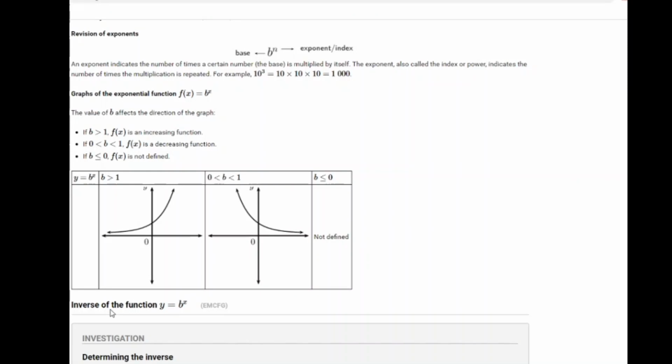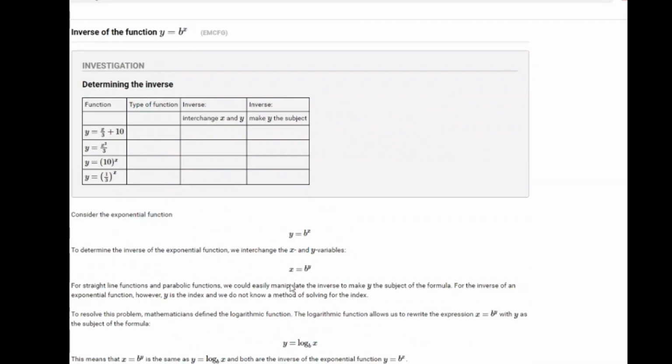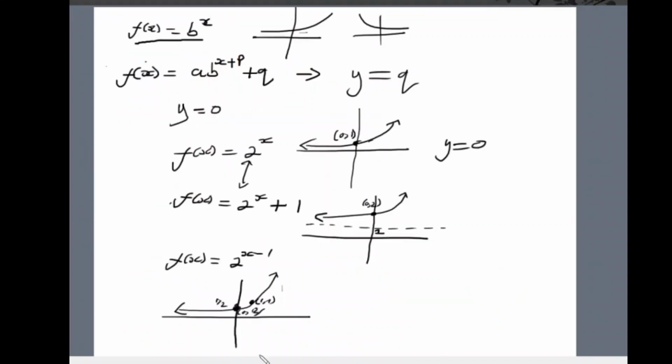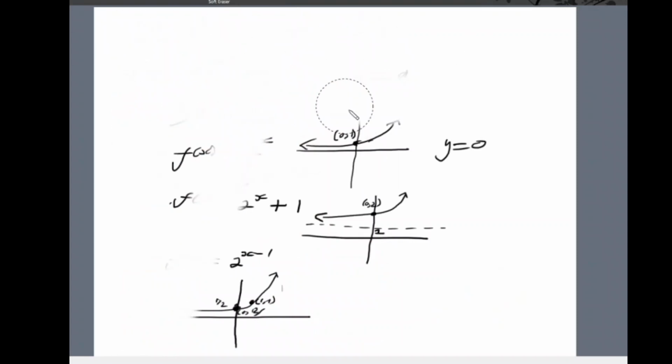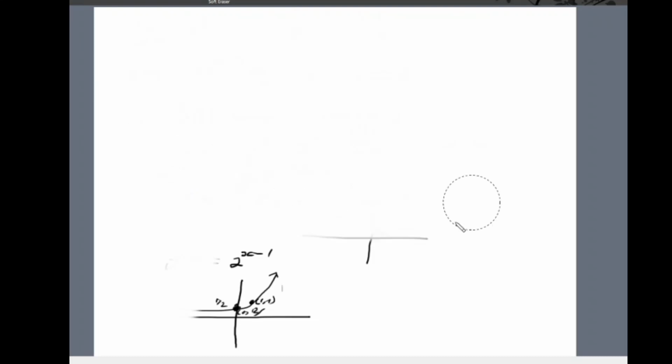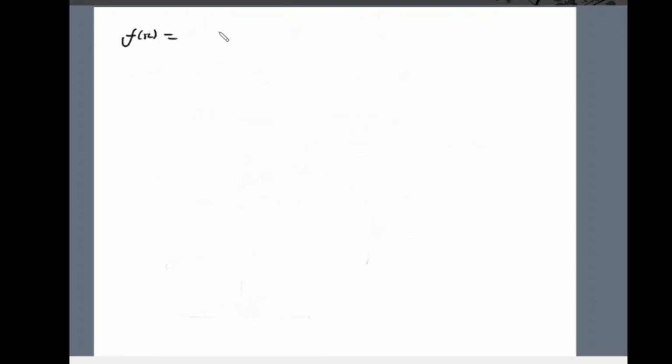And then we also have inverse functions, right? If you have a function, you can calculate its inverse by simply interchanging x and y and then making y the subject of the formula, right? Let us have an example. Let's say our exponential function is f(x) = 2^x, right? So this is our function.